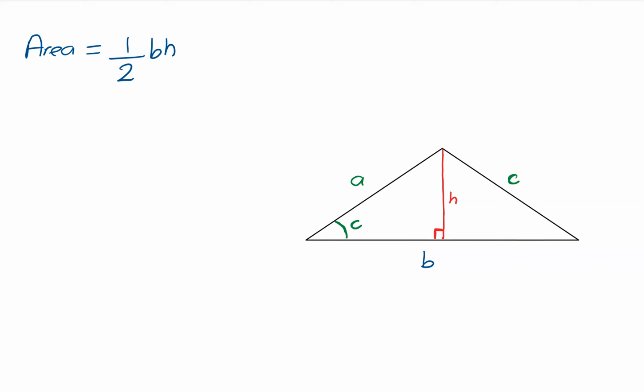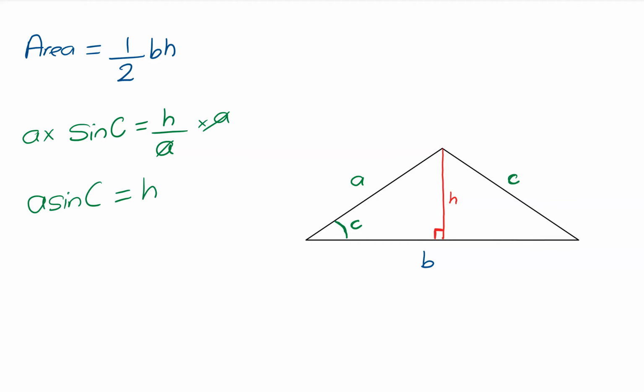So what I'll do is I'll use a bit of trig. When I use a bit of trig, I find that if I use opposite over hypotenuse, that becomes SOH, so I can use sine theta. So sine of C would equal the opposite, which is H, over A. And if I take the A to the other side, so I multiply both sides by A, I'll get A sine angle C equals H.